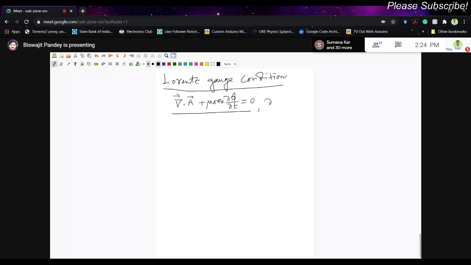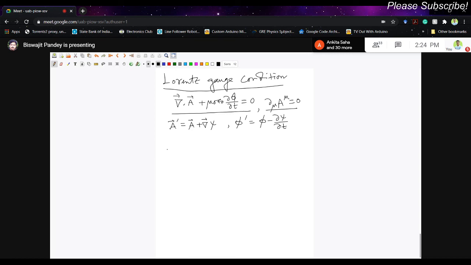And this can be also written in terms of the covariant derivative, del mu A mu equal to 0. So same thing written in a different notation. And you see, if I now consider this equation and use the gauge transformation. So what was the gauge transformation? A prime was equal to A plus gradient of psi. The psi is chosen based on this criteria, and phi prime equal to phi minus del psi del t. Let us put them here in this equation.